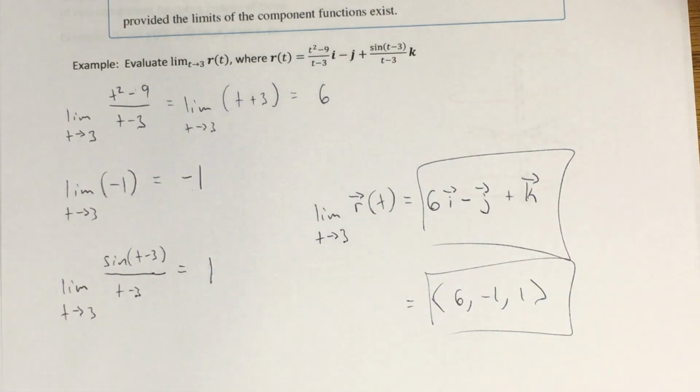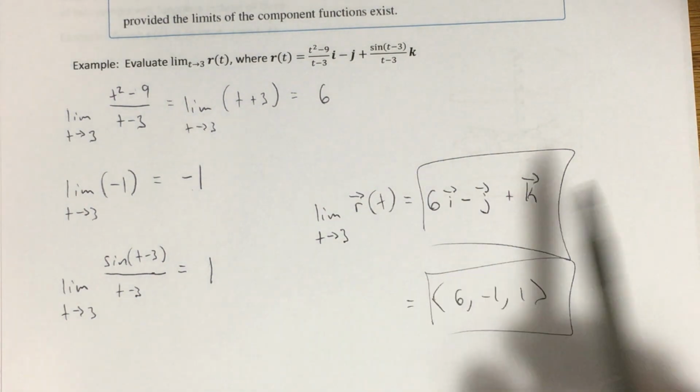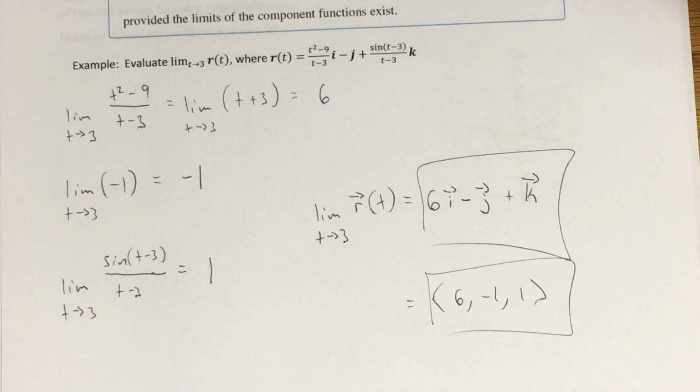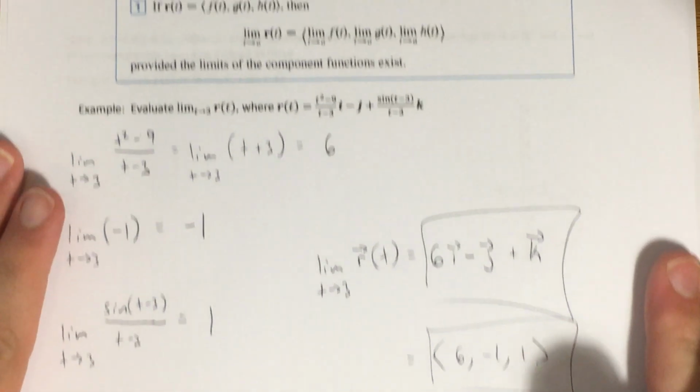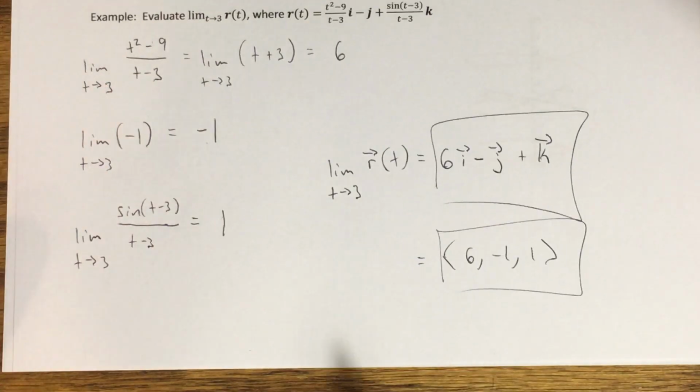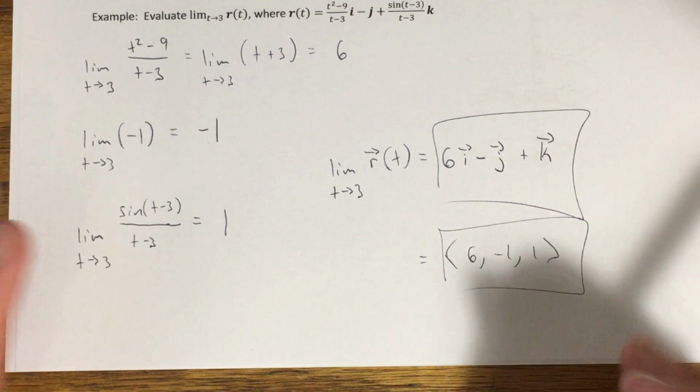Okay? Notice in this case also, our answer is a specific vector because we're talking about a limit. So we're not getting another function out of this. We're getting real numbers for our components.